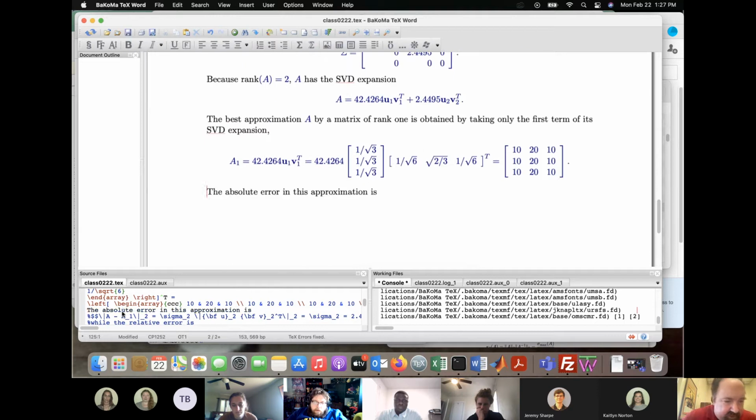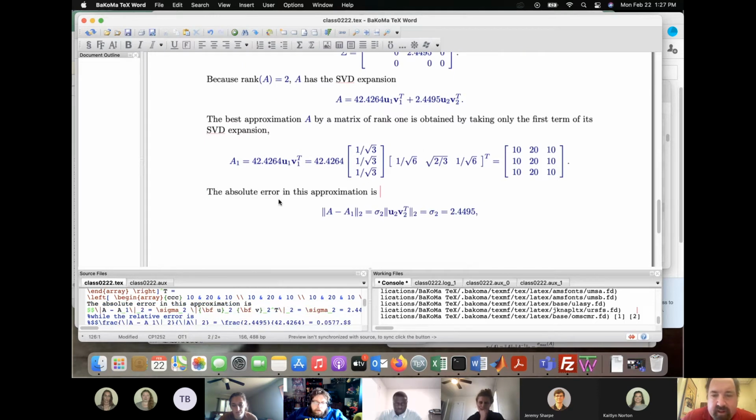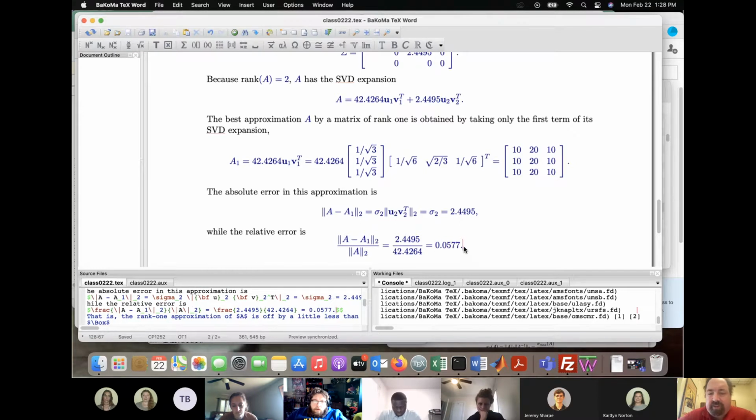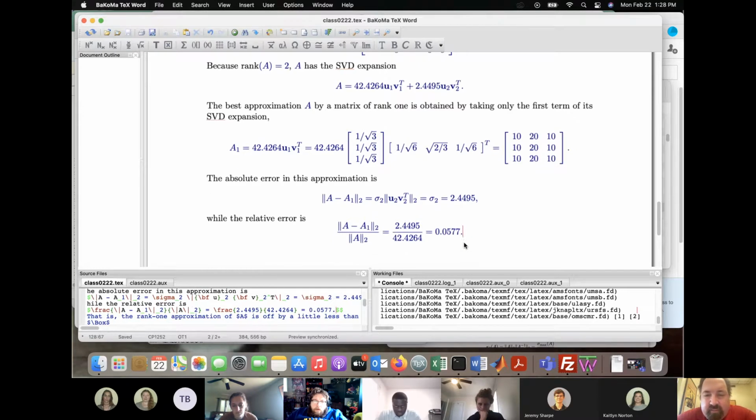Now, if I look at the absolute error, that's just the singular value that got tossed, so 2.4495. Now I want relative error. If I divide this by the norm of A, which is the largest singular value, then this is what I get. So this is a good measure of relative error in the low rank 1 approximation. It's a little less than 6%.